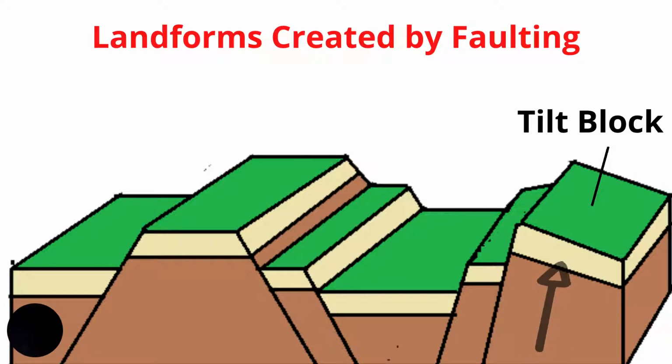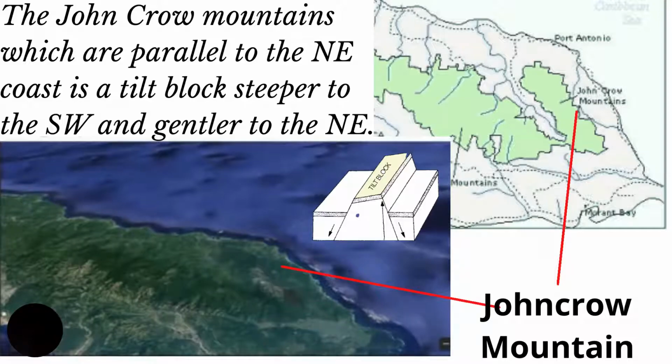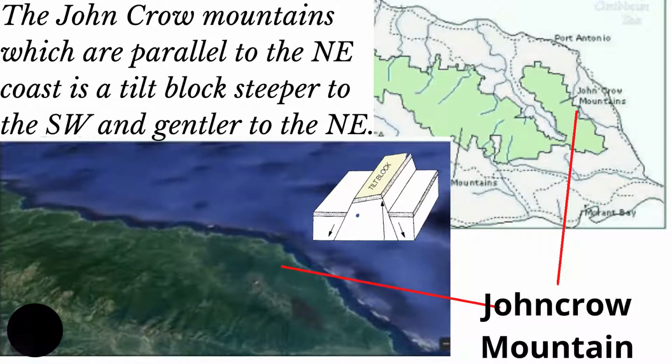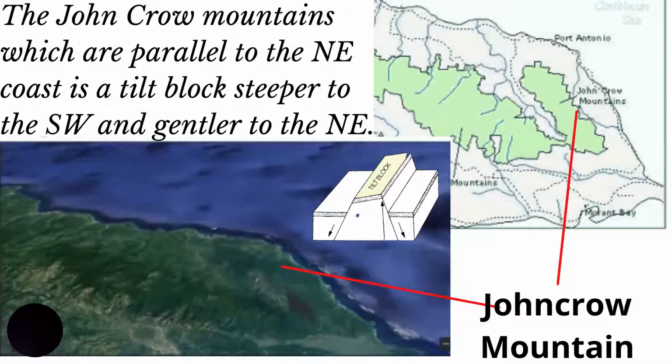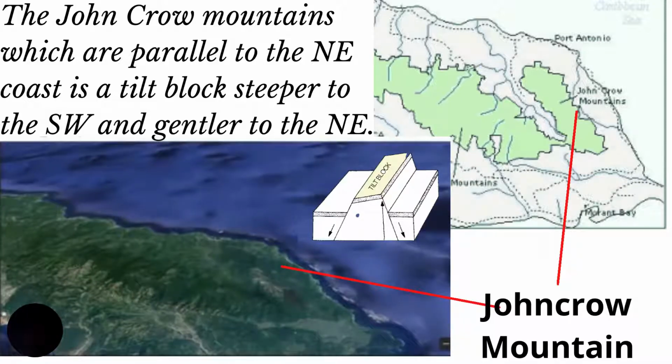Another type of highland that is the result of faulting is a tilt block. Now, the tilt block is similar to the horst or block mountain in that it involves a block of rock being uplifted. But in this case, it is lifted more on one side than the other. So it has a tilted shape, and one side is steeper than the other. A good example of this is the John Crow Mountain in Jamaica, which runs parallel to the northeast coast. While it is steeper along the southwest, it is gentle along the northeast.